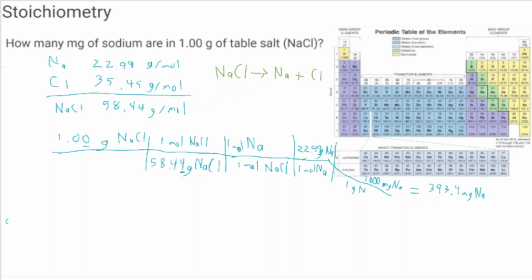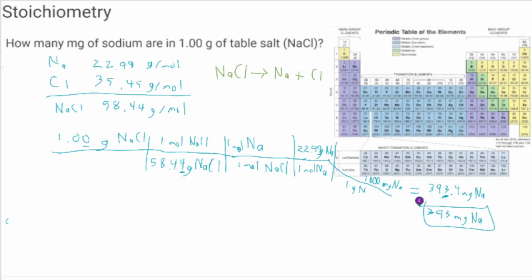So since we have 3 significant figures, 4 significant figures, and 4 significant figures, whenever you do multiplication and division, you're limited by the one that is the least value here. So we're going to be limited to 3 significant figures, so we can count 1, 2, 3. So we're good down to this second 3, or the ones digit. And so for this, our final answer will be 393 milligrams of sodium.